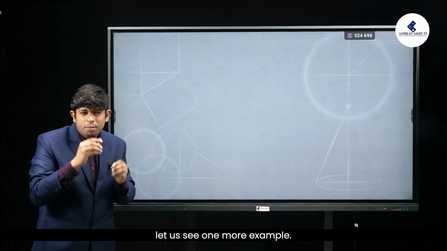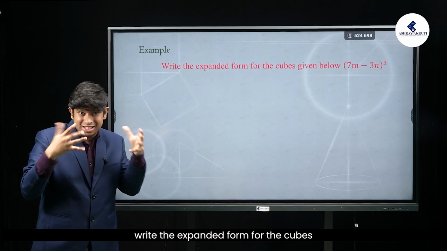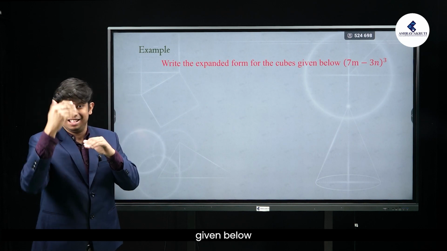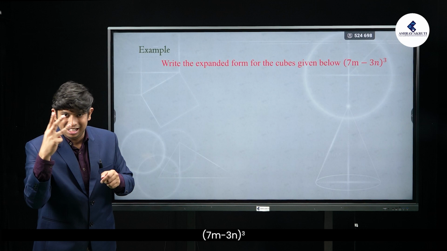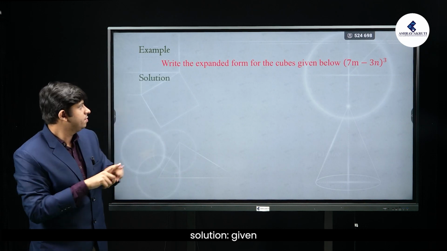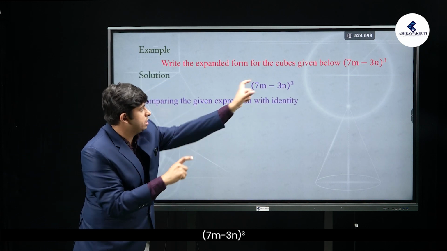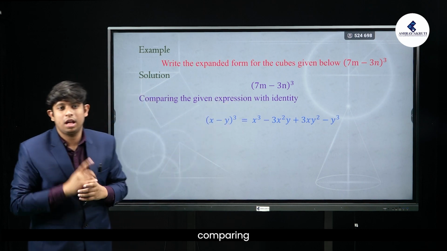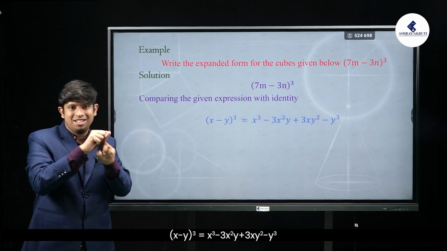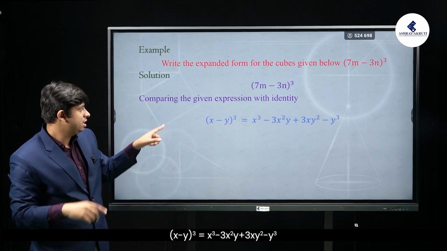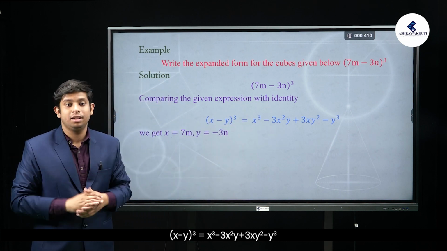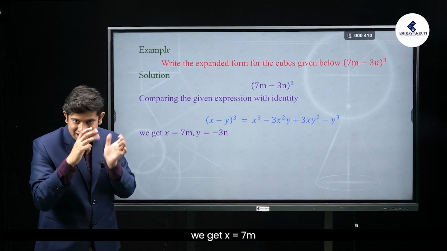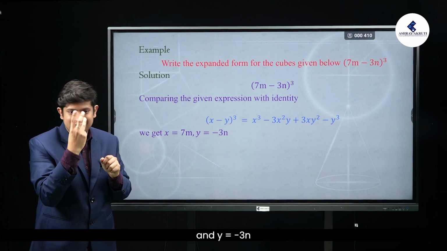Let us see one more example. Write the expanded form for the cube given below: (7m − 3n)³. Solution: given (7m − 3n)³. Comparing the given expression with the identity (x − y)³ is equal to x³ − 3x²y + 3xy² − y³, we get x equal to 7m and y equal to 3n.